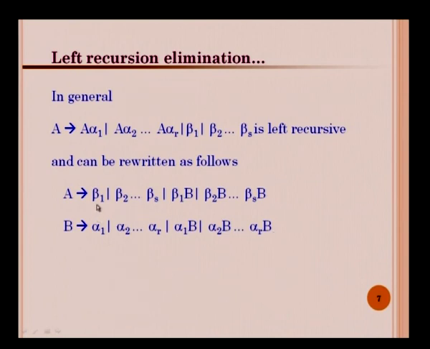So A derives beta 1, beta 2, etc. up to beta s, or beta 1 B, beta 2 B, etc. up to beta s B. Then B is alpha 1 or alpha 2, etc. up to alpha r, or alpha 1 B or alpha 2 B or etc. up to alpha r B. So this is what the grammar looks like after generating the non-left recursive components.